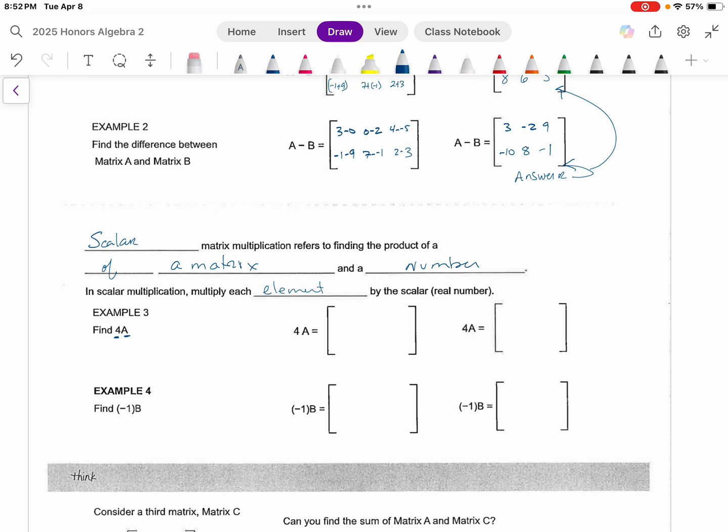Or it could be written as 4 and then whatever's in matrix A, 2, 5, 6, 9, and that would be another way to indicate it. So we can either do 4 times whatever the matrix is named, or we would see the 4 in front of the matrix symbol itself, and we would do the same thing. So they ask us to do 4 times matrix A.